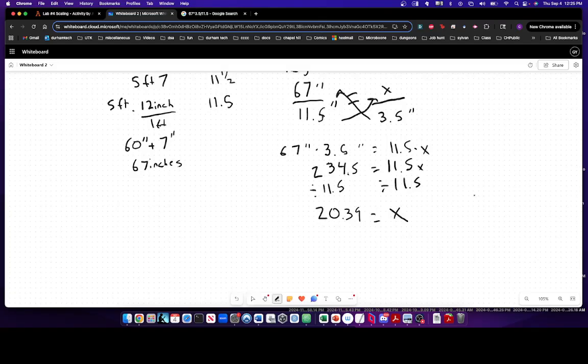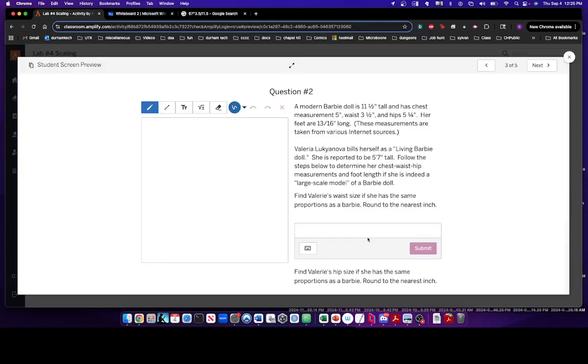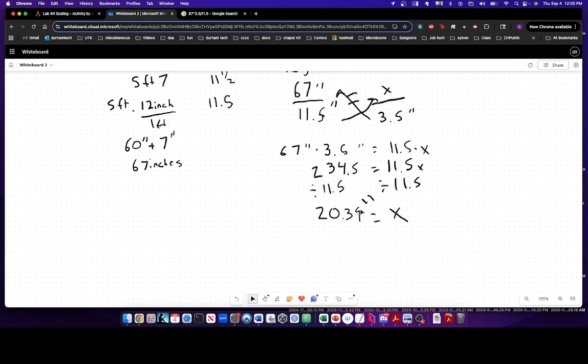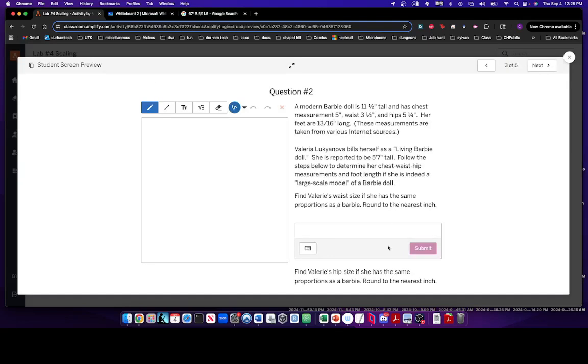Whether or not that's realistic, leave that up to you. So that's the way the book teaches you. Now, first we're asked for the waist size and to round to the nearest inch. So 20.39, look at this decimal, look to the right of it. That's less than 5, so we're rounding down to 20. So we should be able to plug in 20 right here.